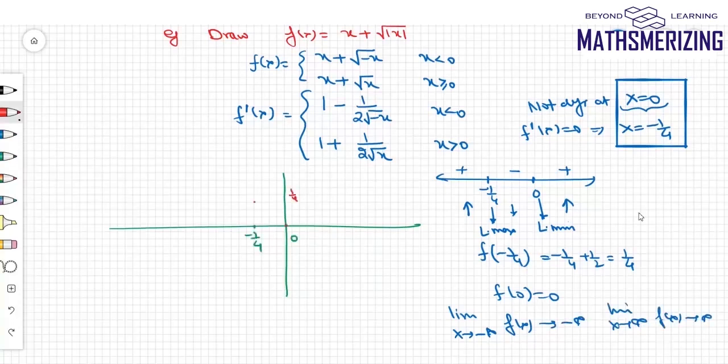So I'll mark these 2 points, 0 and minus 1 by 4. At 0 it is 0, and at minus 1 by 4 it is plus 1 by 4, and it's a local maxima. If I put f(x) as 0, I'll get x equals minus 1. So it'll pass through minus 1. So its graph will be starting from minus infinity. It'll take local maximum at minus 1 by 4. At 0 it is not differentiable. So that is the graph of x plus under root of mod x.